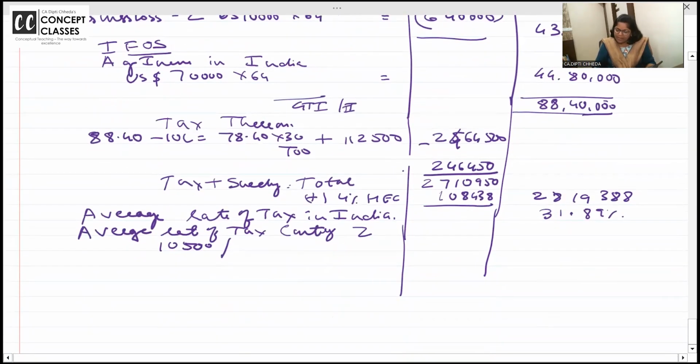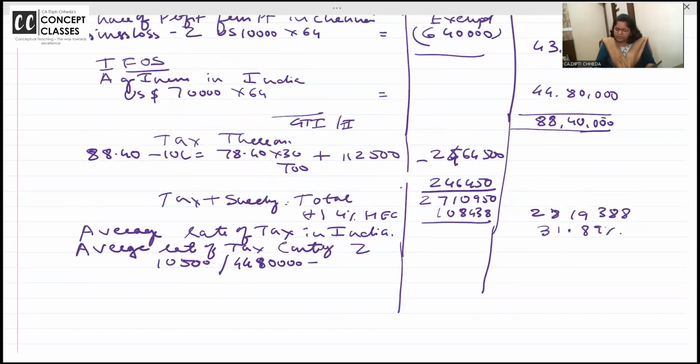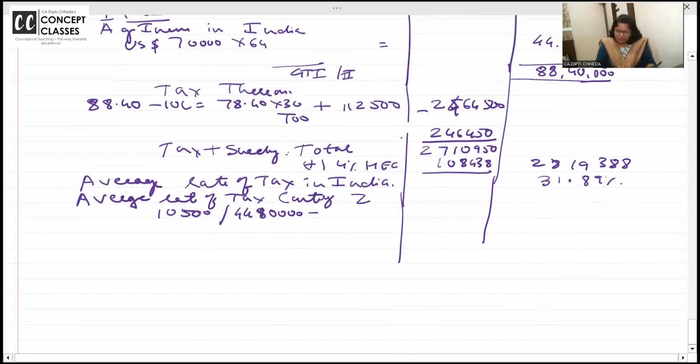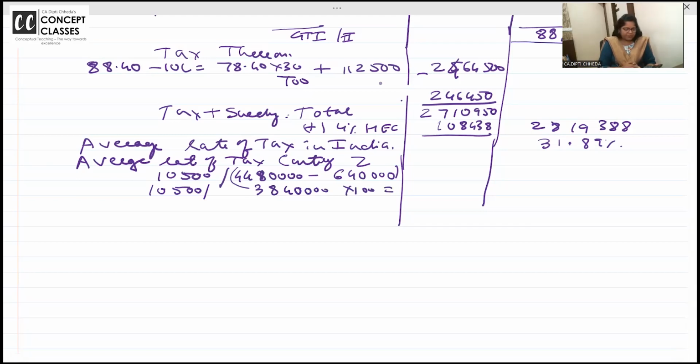Country Z में income है 44,80,000 minus loss. लॉस भी तो सेट ऑफ किया ना आपने, दो कहीं और सेट ऑफ किया, बट उतना इनकम तो कम हो गया ना. So 10,500 divided by 44,80,000 minus 640,000, 38,40,000 into 100. 10,500 divided by 38,40,000 into 100.